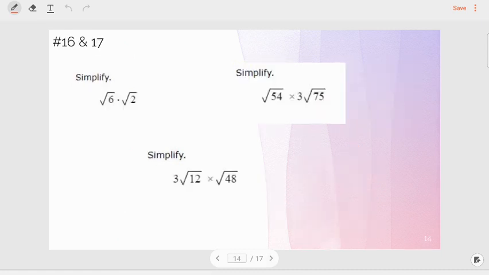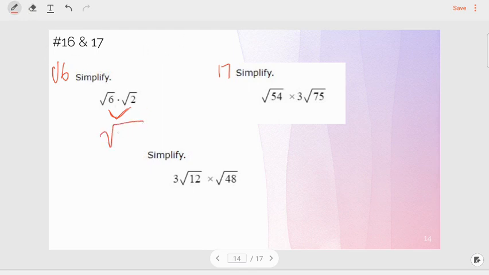Let's talk multiplying radicals. So 16 and 17, 16 is going to look more like this one. 17 is going to look more like this one. So I should say multiplying is different than adding and subtracting. I don't need these to be the same. Just like if I have 2 times 6x, I don't need this 2 and the 6 to be like terms. I can just multiply to give me 12x. Same thing with radicals. I can just multiply the numbers on the inside.